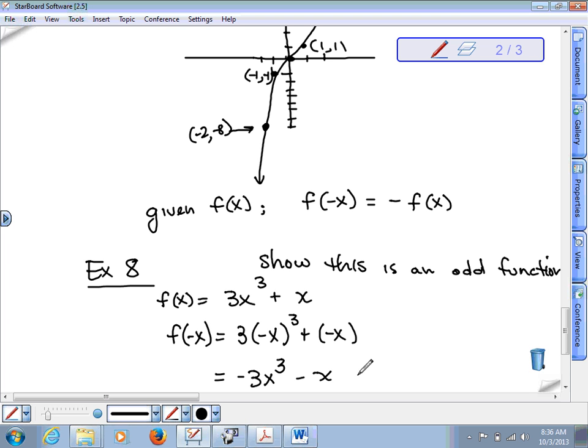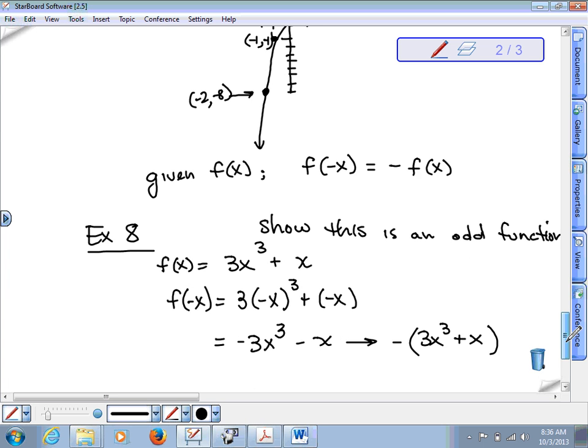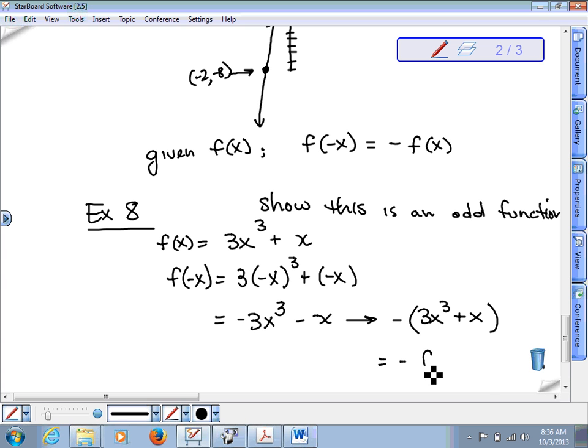Pay attention to what I'm about to do, because I'd like you to show it this way as well. What if I factored out a negative sign from that entire expression? Then what would be left over if I factored out a negative sign from each thing? 3x to the third plus x. But what is this now inside the parentheses? Isn't that the original function? So what we end up with here is negative f of x.